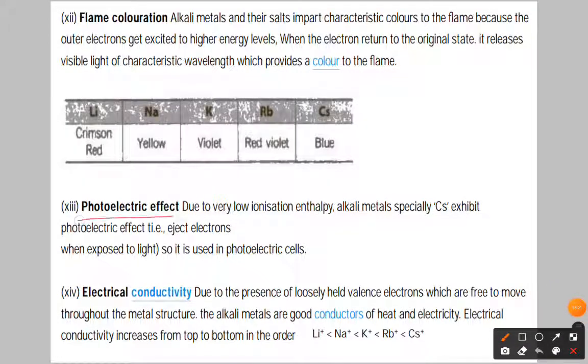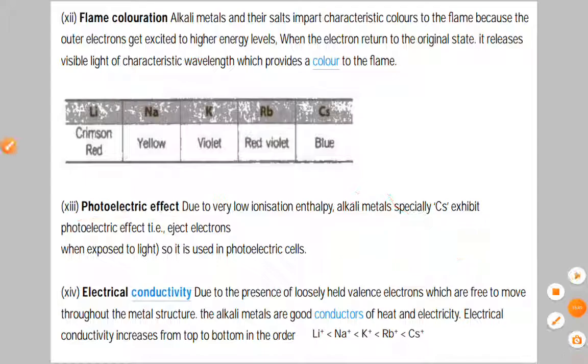Next, see the photoelectric effect. What is the photoelectric effect? Already we discussed: when you irradiate a metal surface, the electrons are ejected. That is called the photoelectric effect. Already we discussed this in atomic structure.